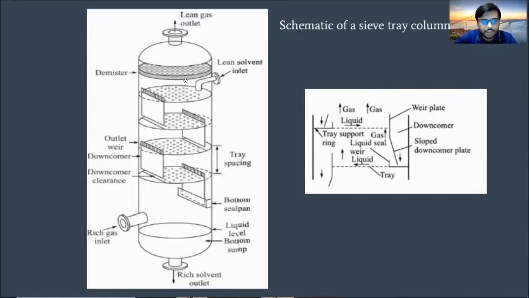There is a demister attached to the top, and the purpose of this is to prevent any liquid from going up that might have been carried with the gas flowing at a very high velocity. So the column mainly consists of a shell, and the column internals that we will mainly focus on are the trays, the weir, and the downcomer.